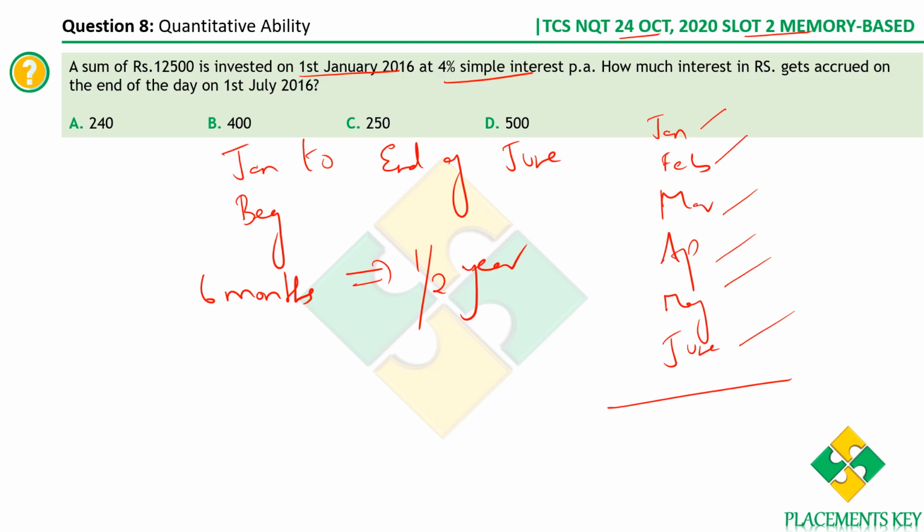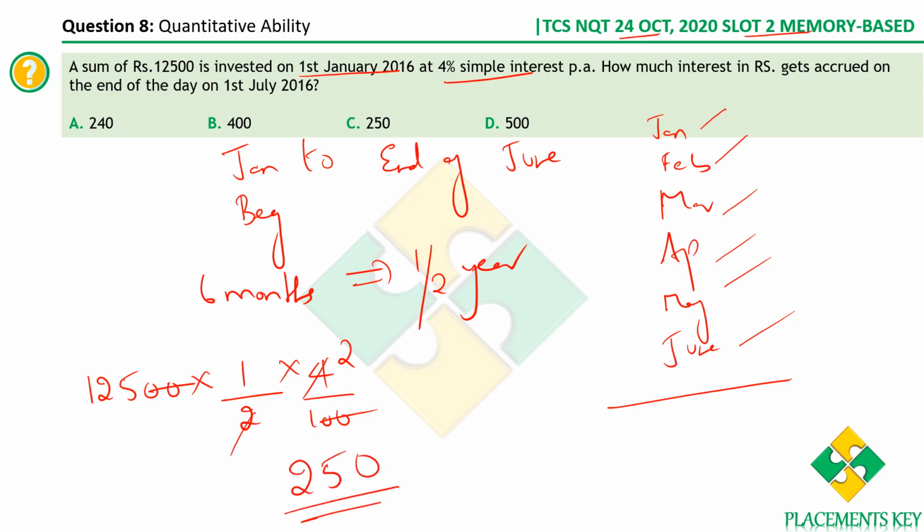Now we are supposed to find the interest. So we can use a formula: PTR by 100. The principal is 12,500, into time duration of only half a year, into rate of interest 4%. The zeros cancel, so you get 125 into 2, that is 250 rupees. Is it clear? We have got the time duration as 6 months. We know that the simple interest formula is P into T into R by 100, so we have substituted the same thing.